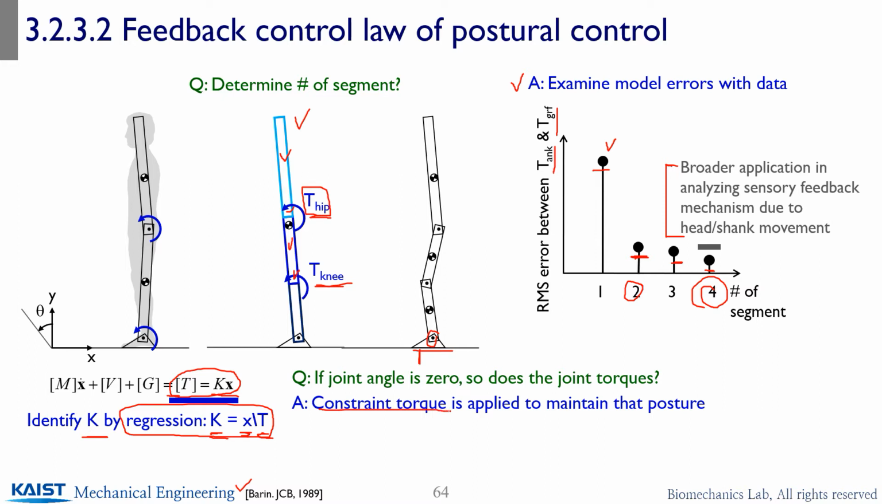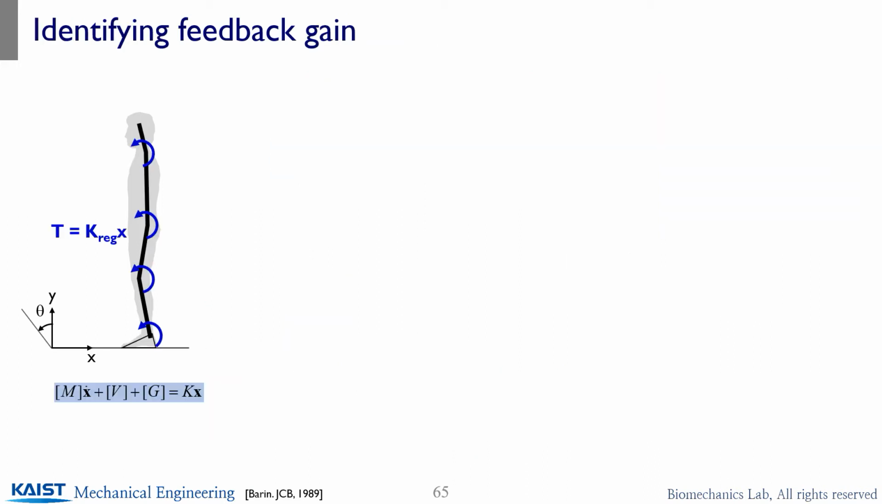constraint torque. Okay, so note that when you simplify the segments, because it's one of the frequently asked questions, like real human segments are this many, your model is too simplified. In that case, you should also consider what the corresponding joint torques are that are applied here for your model. Okay, so for the first case, let's examine the 4 segment model, and then let's identify the gain K using the linear regression.